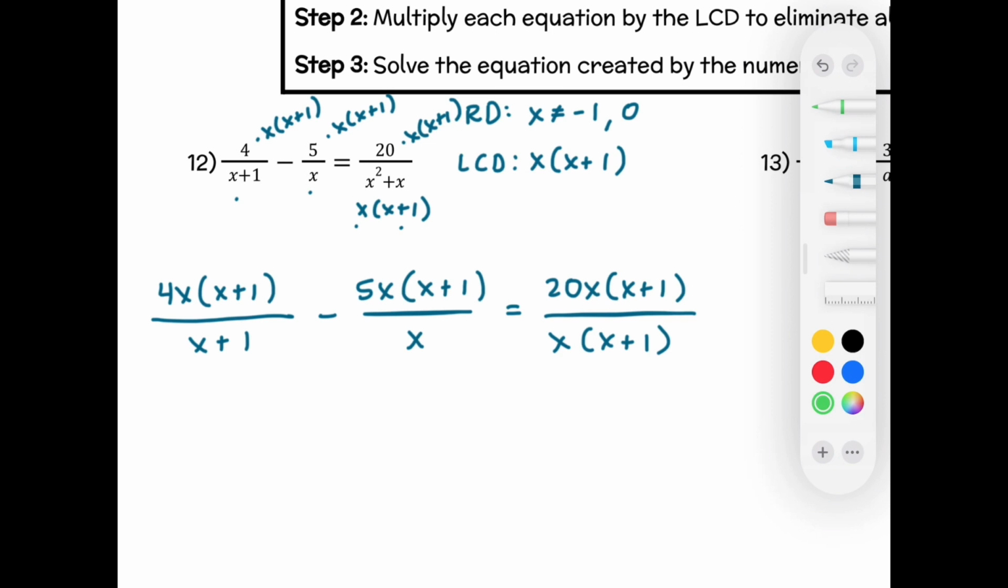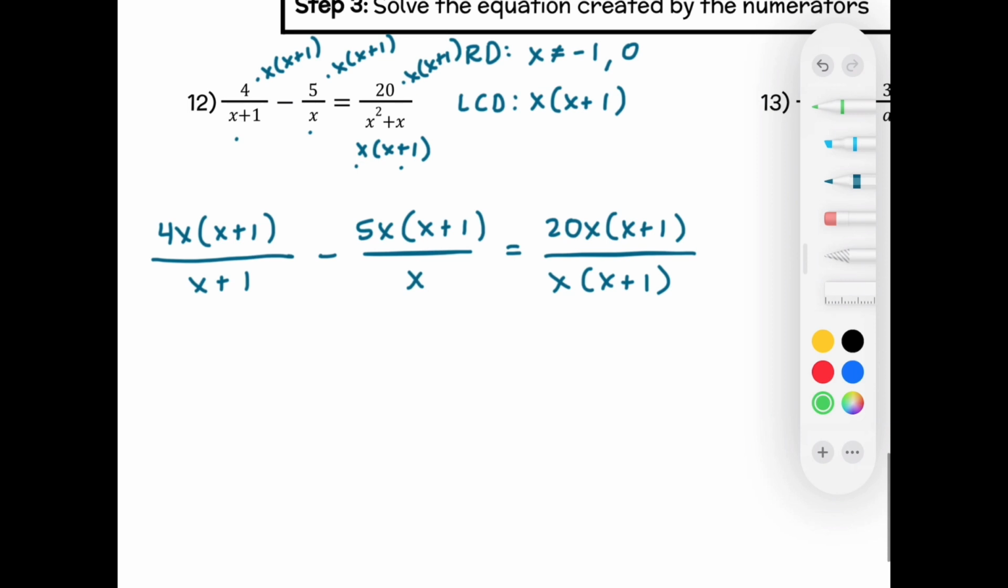All right, so we're looking for what will cancel. Our goal, the whole reason for multiplying by the least common denominator, is to cancel out every fraction and make it a way easier thing to solve. If we look at this first fraction, we have x plus 1 in the top and the bottom. Those cancel out, so we're just left with 4x. In the next one, the x's cancel out, so we have that minus 5 still, and then x plus 1 in parentheses. And in the last fraction, the x's cancel, and so do the x plus 1s. So all we're left with is 20.